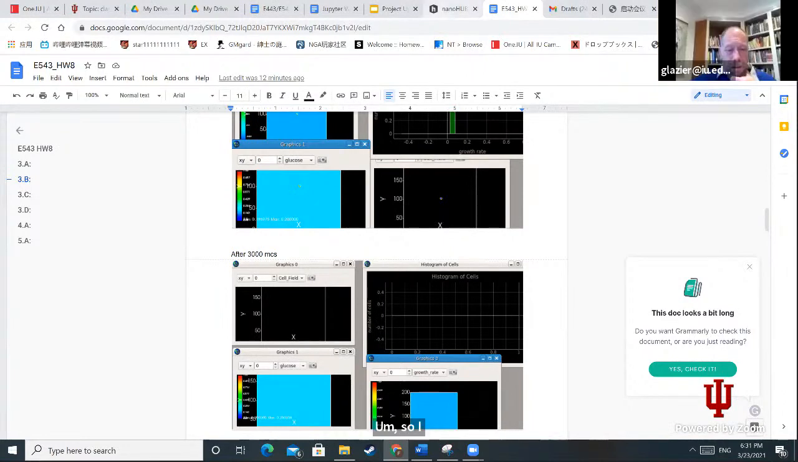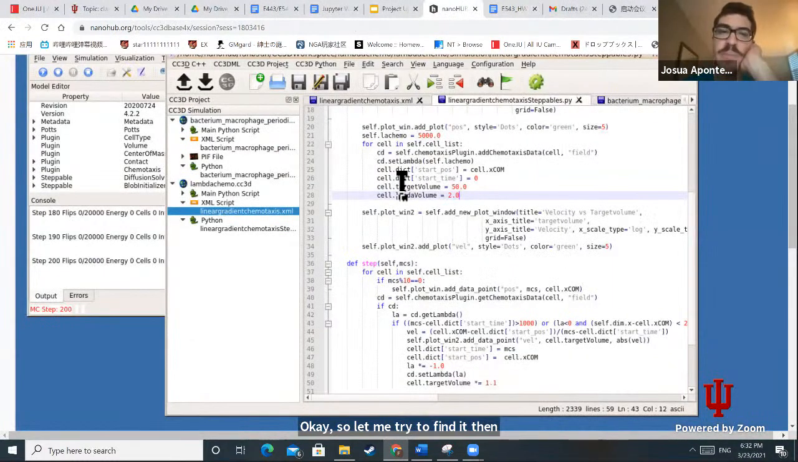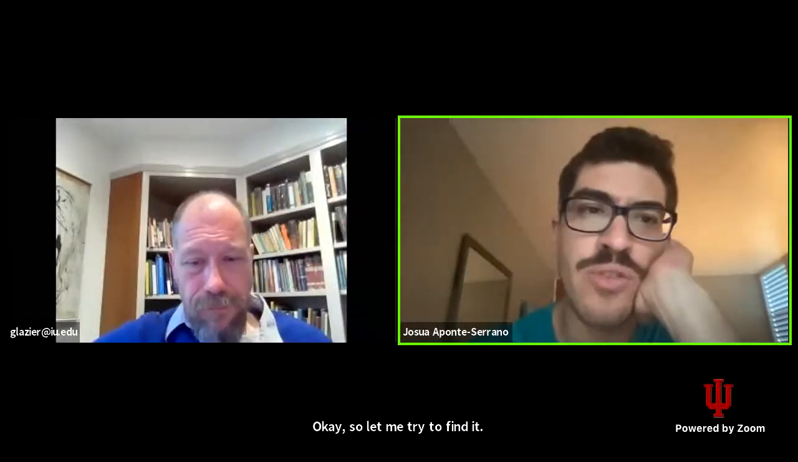So I'm looking at the code that you just uploaded. This is the Lambda chemo code, right? Right. Okay, so let me try to find it. Let me share my screen for a second, Fanbo. I'll come back to you. Okay, sure.